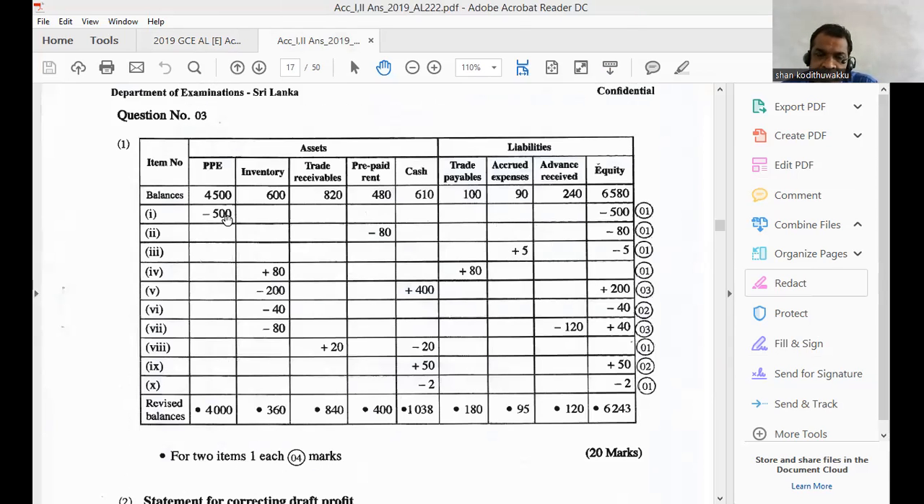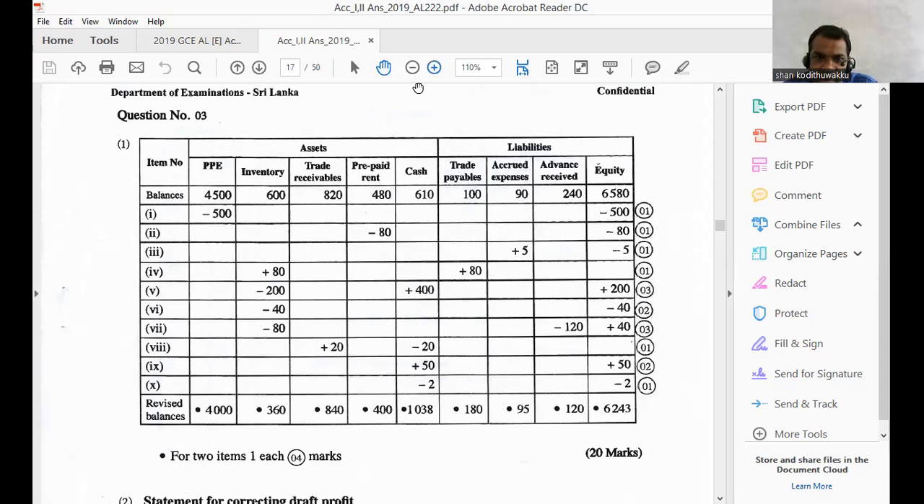Right here, because of depreciation, it will reduce the asset cost by 500,000. Therefore, after removing the last 3 zeros, they have put minus 500 under PPE. Again, depreciation is also an estimated expense. Then, as expenses reduce equity, they have put minus 500 under equity. You are given 1 mark.